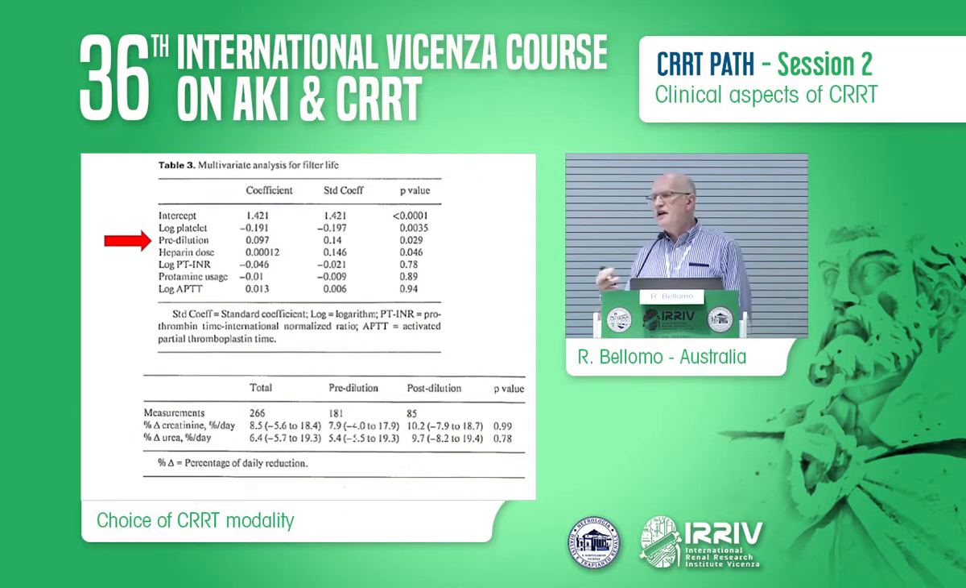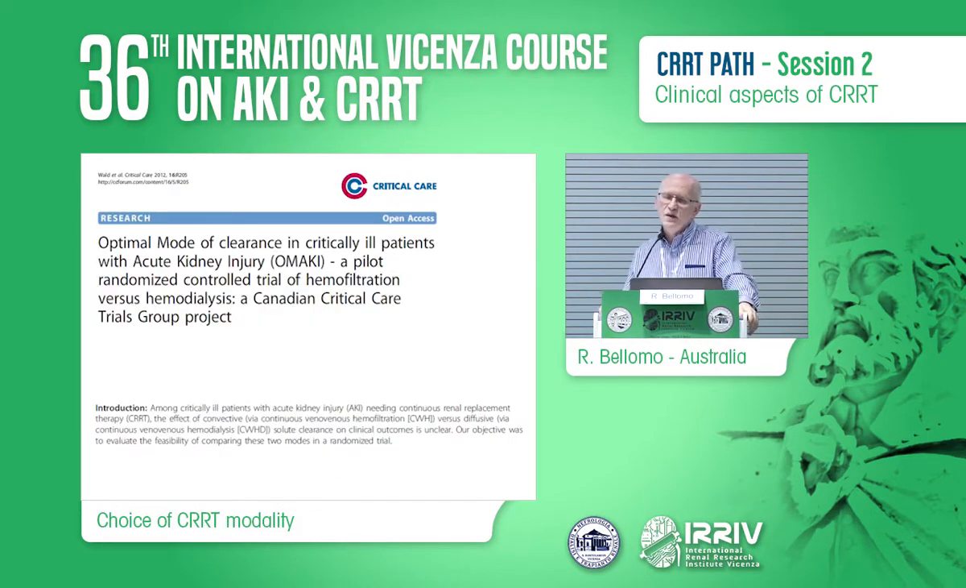And when you do a multivariate logistic regression analysis to look at the factors associated with filter life, you found that pre-dilution was independently associated with longer filter life. And if you looked at the uremic control or azotemic control in these two groups of patients, it was the same. So if you do pre-dilution CVVH on the basis of this study, rather than post-dilution CVVH, you save filters and your azotemic control is as good as with post-dilution.